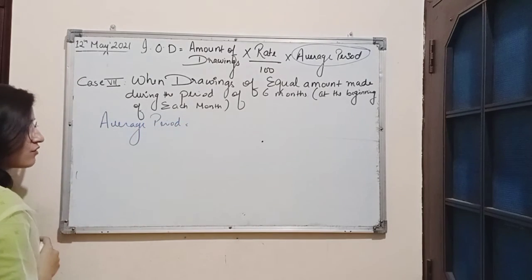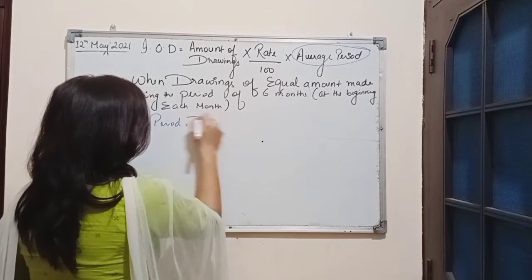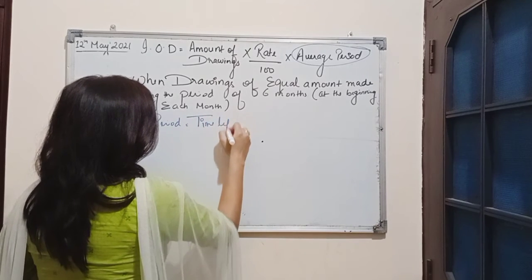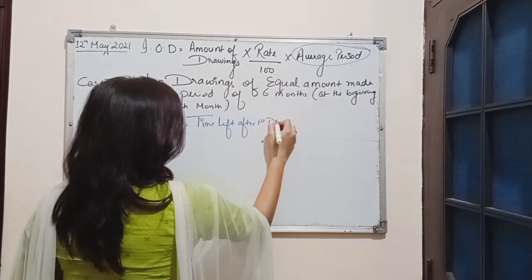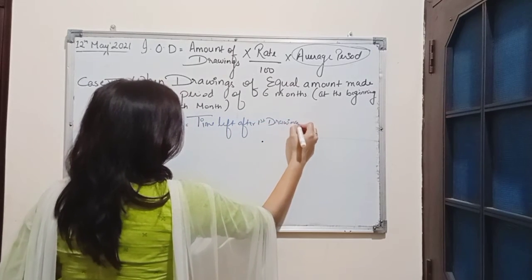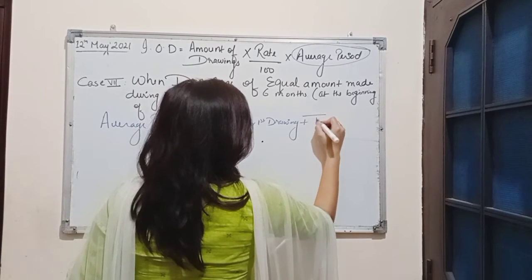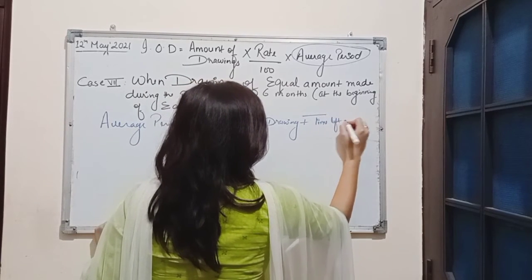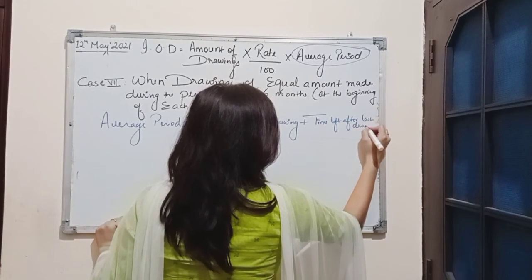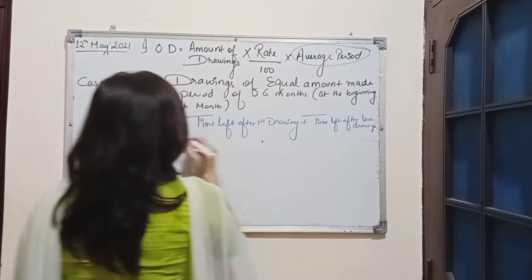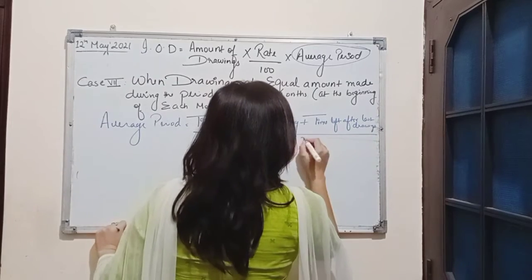So for calculation of average period, we know we add time left after first drawing with time left after last drawings divided by 2.